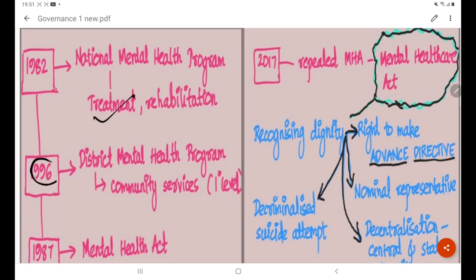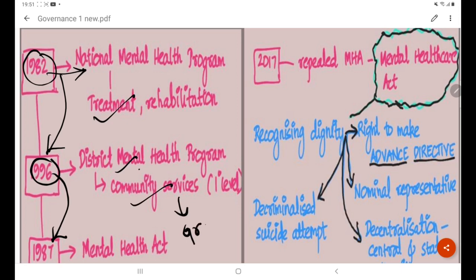Then in 1996 we have the District Mental Health Program. It is like going one step ahead. Here we have better targeting, then again we have targeted more issues, then we come to this scheme. So this District Mental Health Program deals with community services. So see this going down, it is like moving on to grassroots level public service delivery.